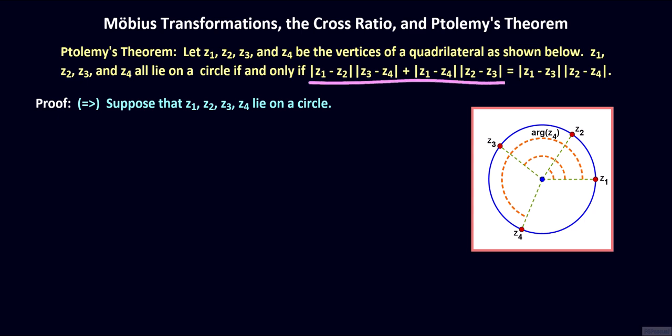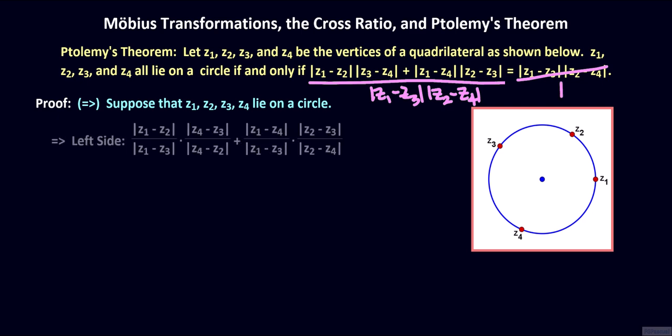We divide both sides of the equation of the absolute values by the right side, or the absolute value of z1 minus z3 times the absolute value of z2 minus z4, and we must show that the left side is equal to 1. So we work on the left side of the equation. In some of the absolute values, we have also rearranged the indices without changing the value of the absolute values.